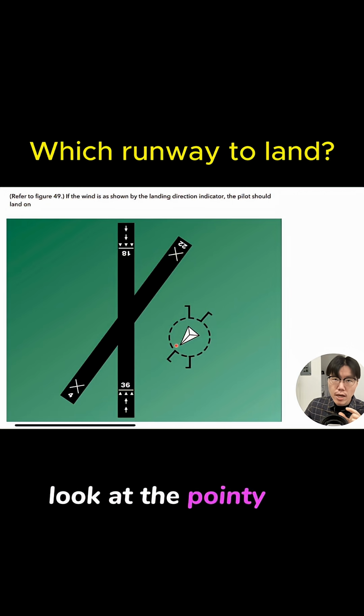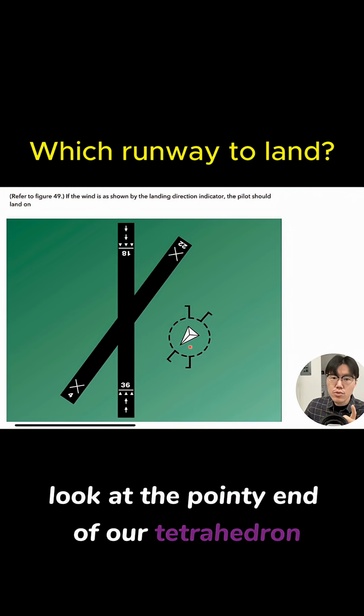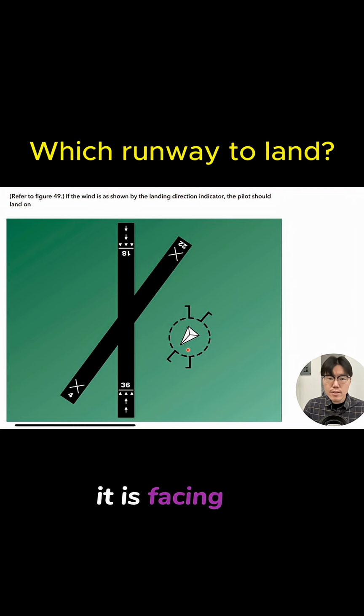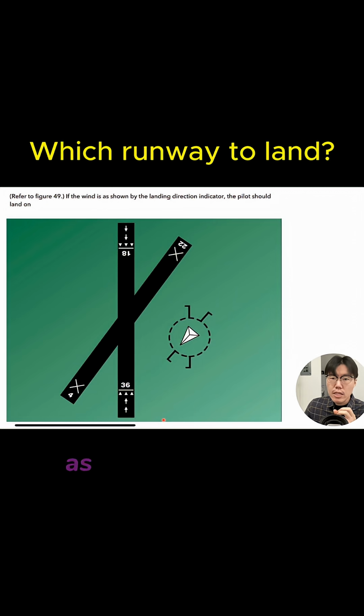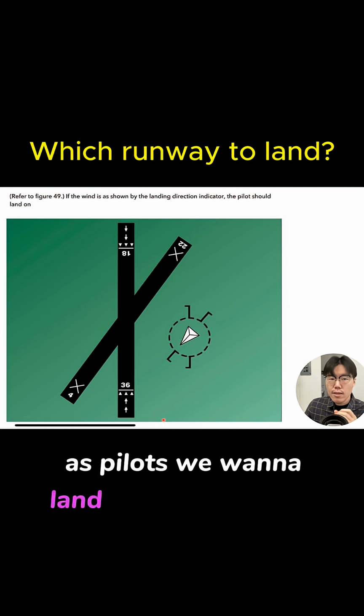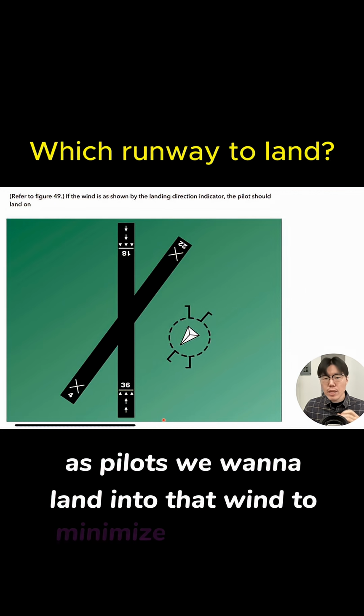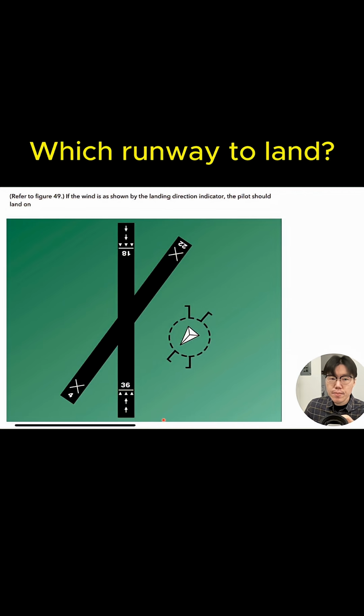Look at the pointy end of our tetrahedron. It is facing the southwest. This tells us the wind is coming from the southwest. As pilots, we want to land into that wind to minimize our ground speed.